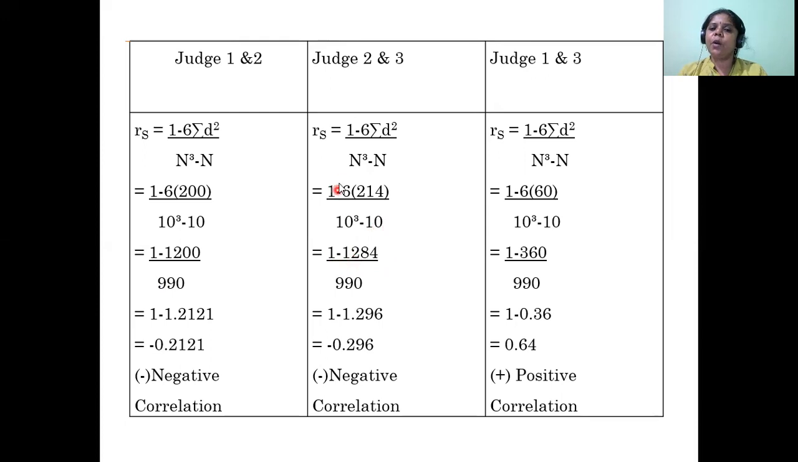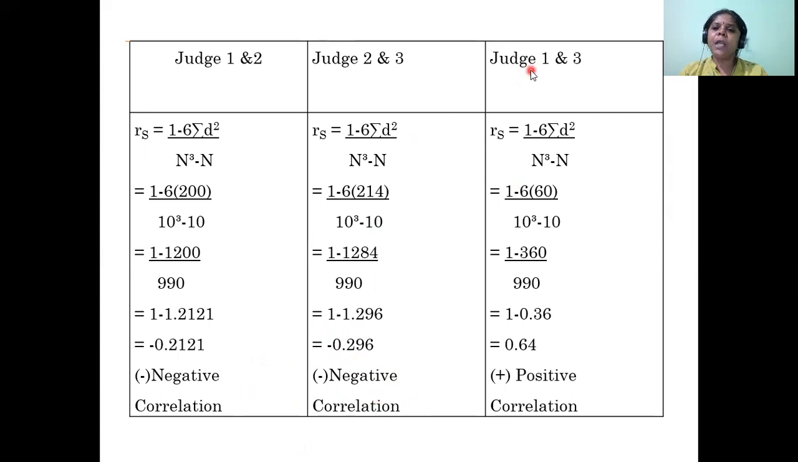So 1 minus 1000, 6 into 214, 1284 divided by 10 into 10 into 10 minus 10, 990. So 1 minus 1284 divided by 990, you will get 1.296. Okay. So now 1 minus 1.296, you will get minus 0.296. Here judge 2 and 3 also, there is a negative relationship, negative correlation between judge 2 and judge 3.